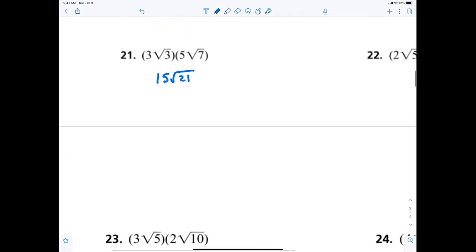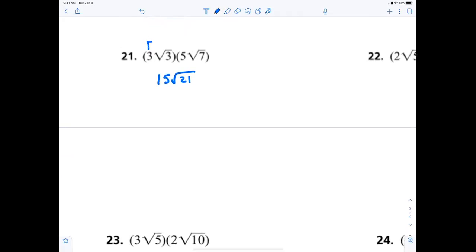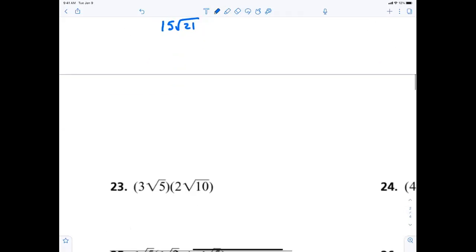All right. These numbers, the 3 and the 5, are called the rational numbers. The 3 and the 7 are called the irrational numbers. So multiply the 3 and the 5, multiply the 3 and the 7. All right, here we go.